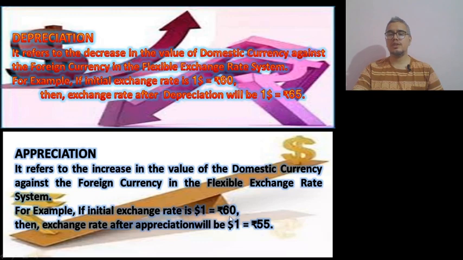Here also initial exchange rate is $1 equals to rupees 60. Now, since the value of domestic currency, that is Indian rupee, has increased, we will be giving less rupee against each unit of foreign currency, that is $1. Okay, so the exchange rate after appreciation will be $1 equals to rupee 55. Earlier it was 60, now we are giving only rupee 55 against each dollar because the value of domestic currency has increased, the value of rupee has increased.